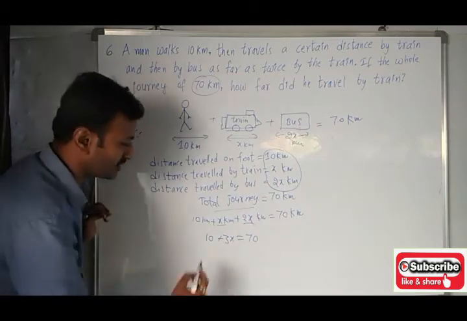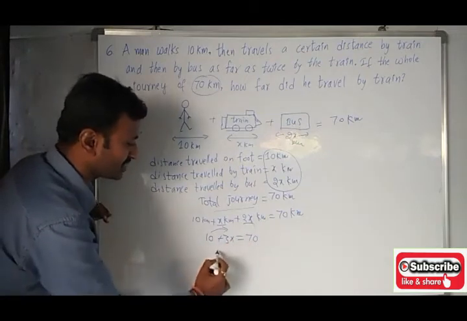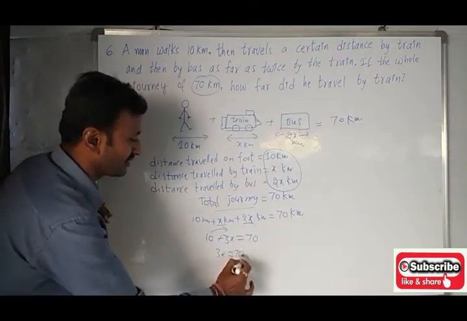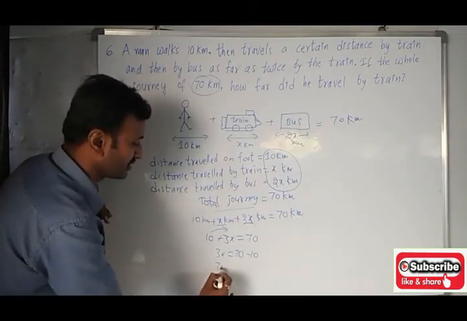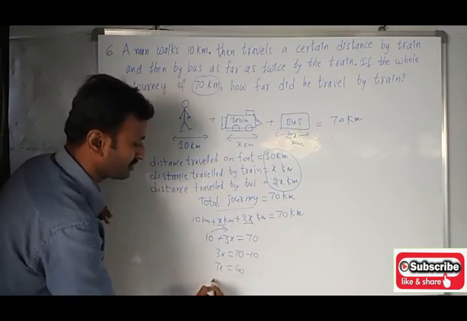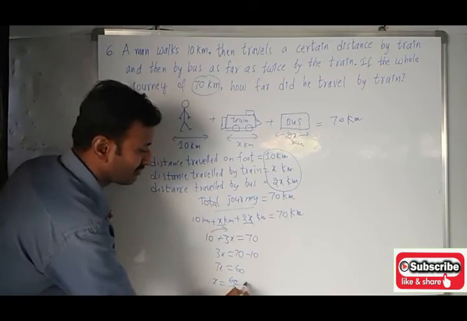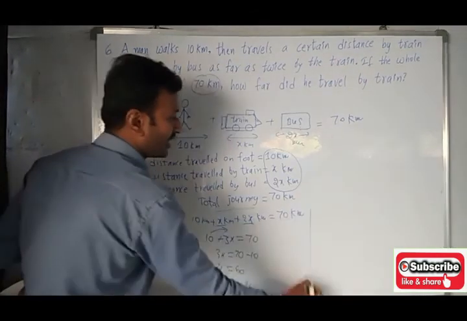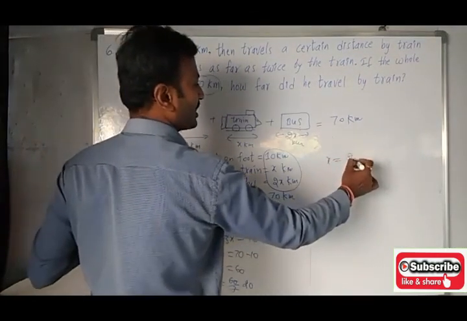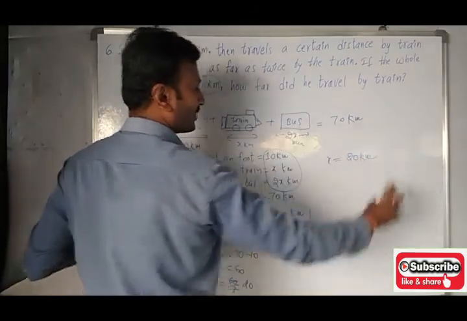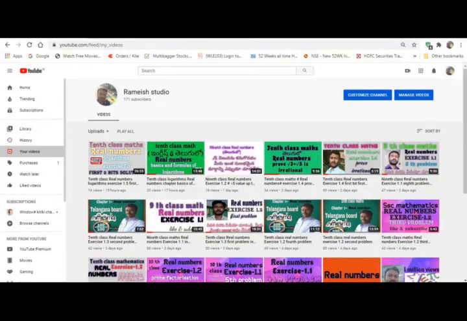Lastly we can write. So 10 is transposed to that side. 3x is equal to 70 minus 10. 3x is equal to 60. Now x is equal to what? 60 divided by 3, that is nothing but 20. So finally, x is equal to 20 kilometers.